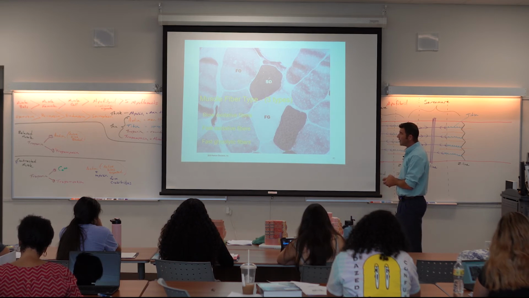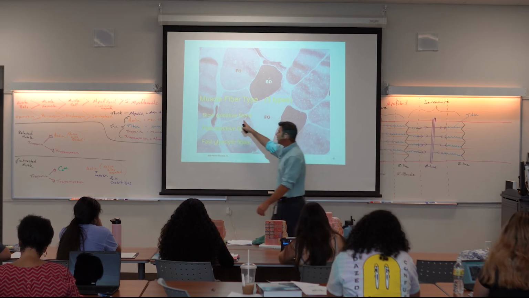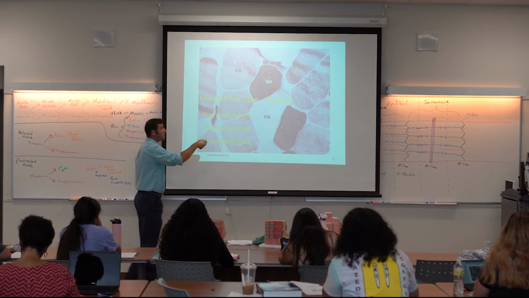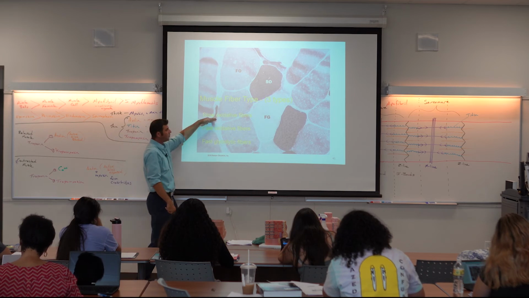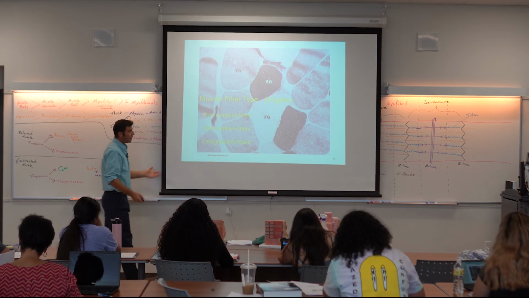Slow oxidative, again, these are the ones that are using oxygen. They have a bunch of mitochondria, so waiting for mitochondria to use oxygen to break down glucose takes a long time, but you get a lot of ATP out of that.